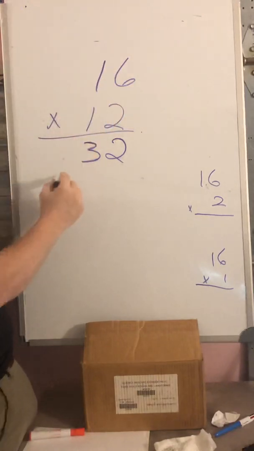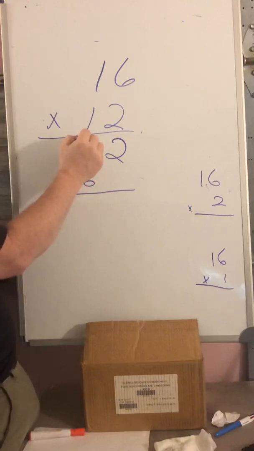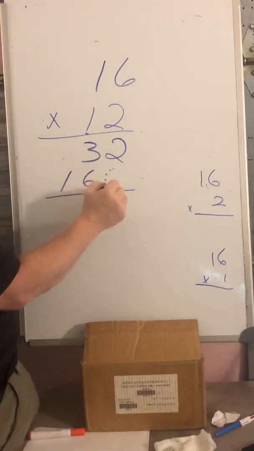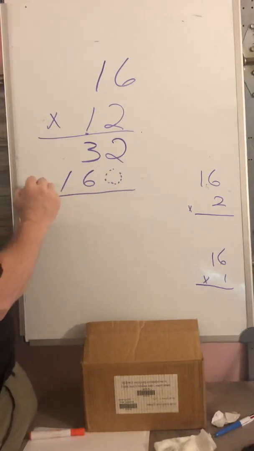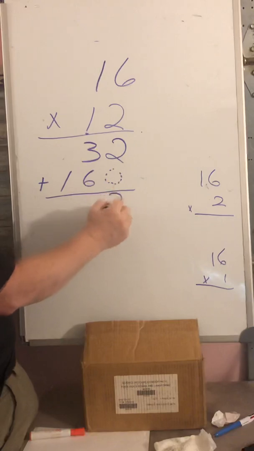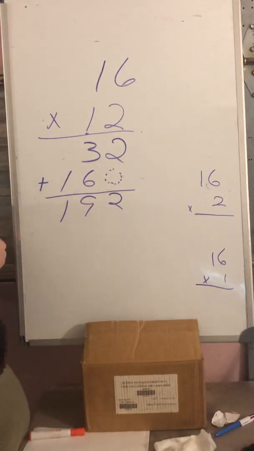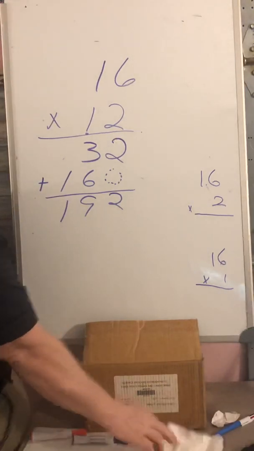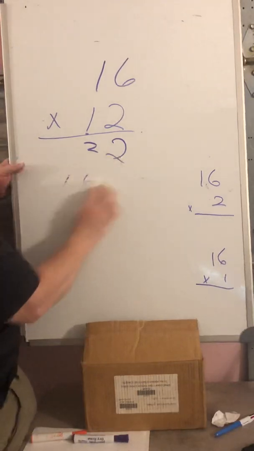Now 1 times 16 is 16. Since you multiply under this number, the answer starts under it. It leaves a gap. We fill that in with a funny looking 0. Multiplication and addition go together. 192 is the answer. 12 times 16 is 192.